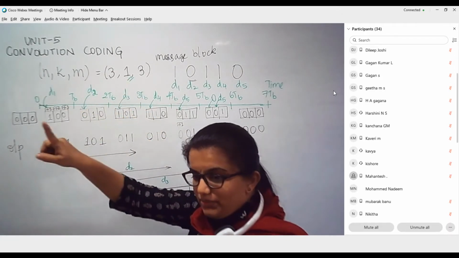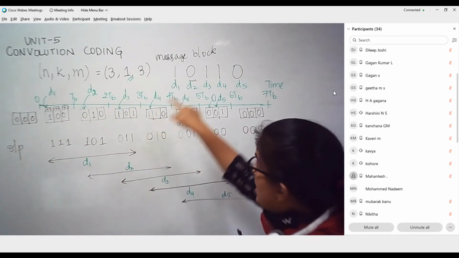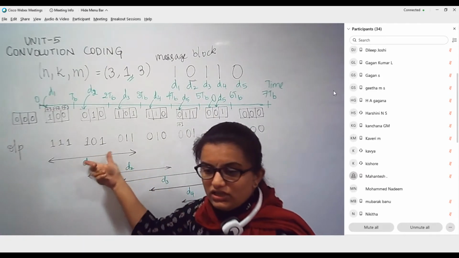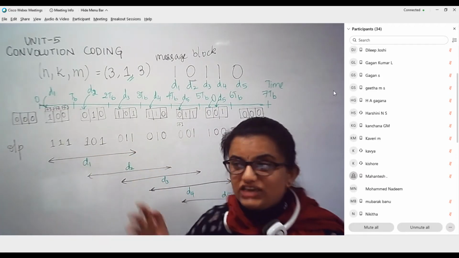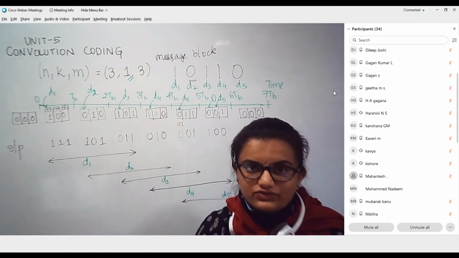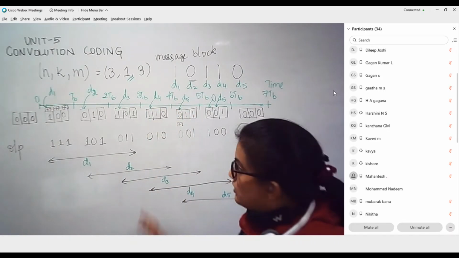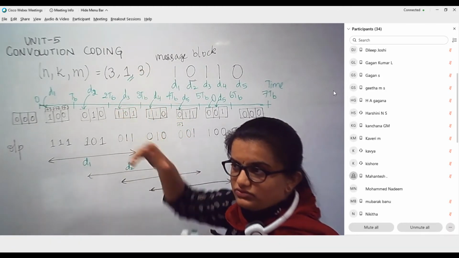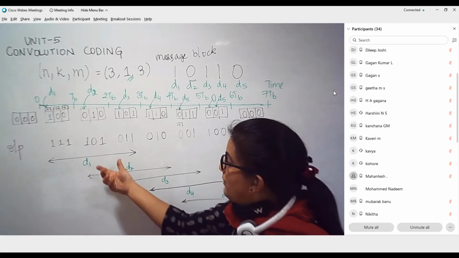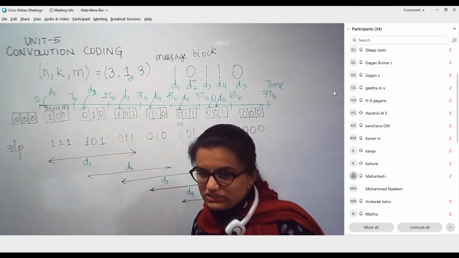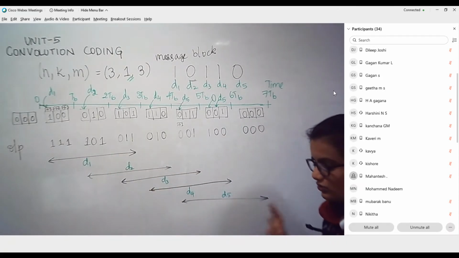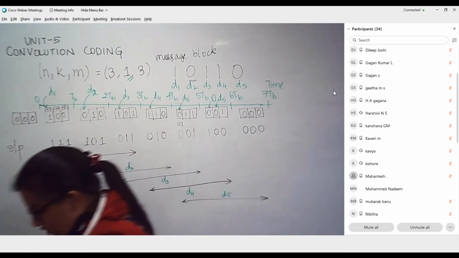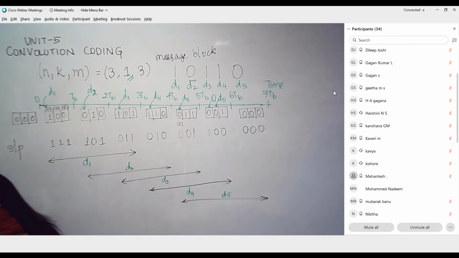That means 1 bit is only entering the shift register, and then that 1 bit itself is going to be processed for the 3, or the m, number of cycles of the clock. So for m number of memory time slots, a particular bit is going to be processed within the convolution encoder. Do you have any doubts so far? If you have doubts, you can ask.